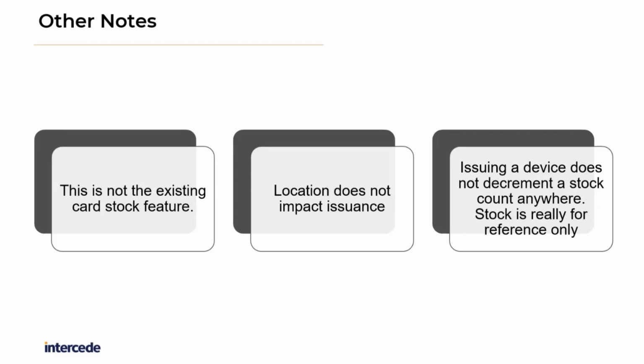The next important thing is the current location of a device does not impact the issuance of that device. What I mean by this is that the whole location feature is more of a reporting feature than an enforcement feature. If you have a card that is registered at location A, but it has somehow found its way to location B, we will not prevent its issuance at location B. However, when it is issued, it will show as no longer being available stock, and so will no longer appear on the stock list at location A.